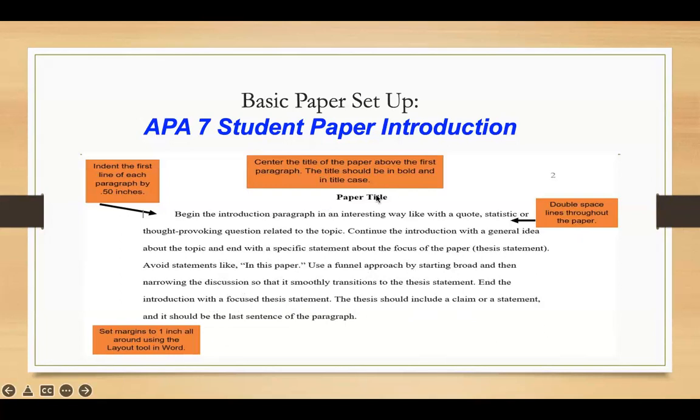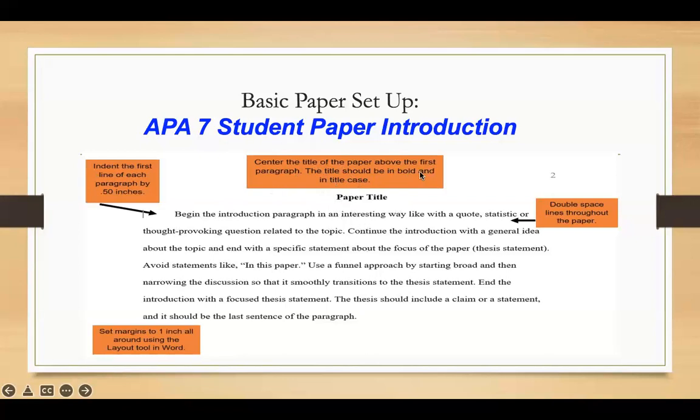So these are the 4 elements here. Now, the first one we talked about is the title, the paper title. Center the title of the paper above the first paragraph. The first paragraph is here, it's above this. Remember, everything is double space from the paper title all the way to the first line. All these are double space. So there are no 2 spaces here, because this document has been aligned in such a way that it is double space.